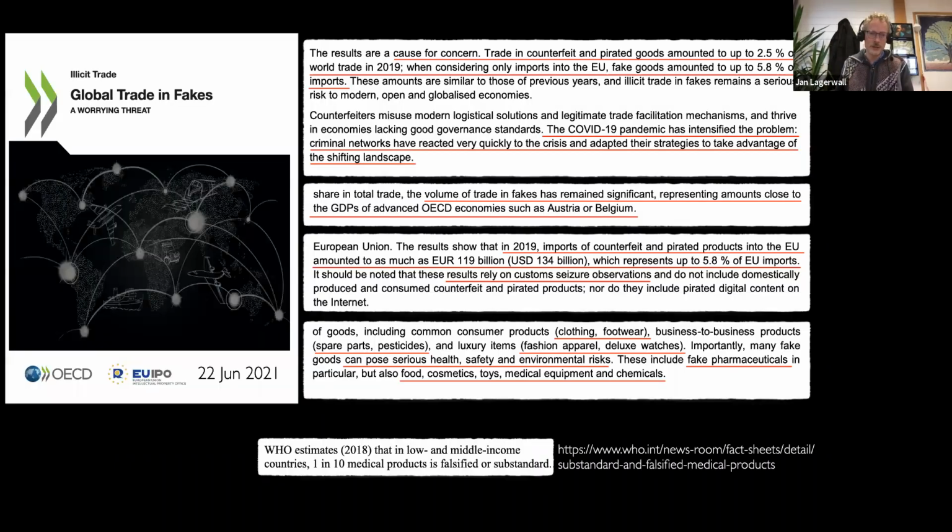Is this important? Yes, it is. I'm not going to go through the slide in detail. It's just to give you a highlight. This is a very recent report from June this year from the OECD and European Union. It's a report on the global trade in fakes. And it's really very, very significant. It concerns a lot of money, and it concerns health. You see the COVID-19 pandemic is mentioned.